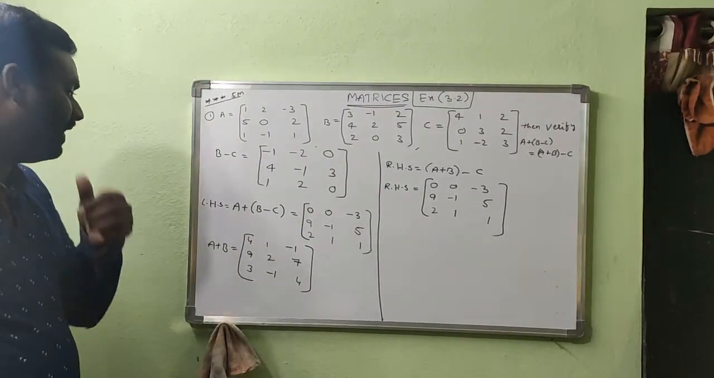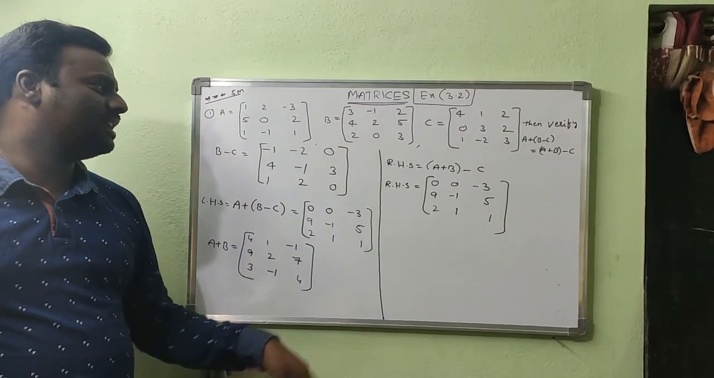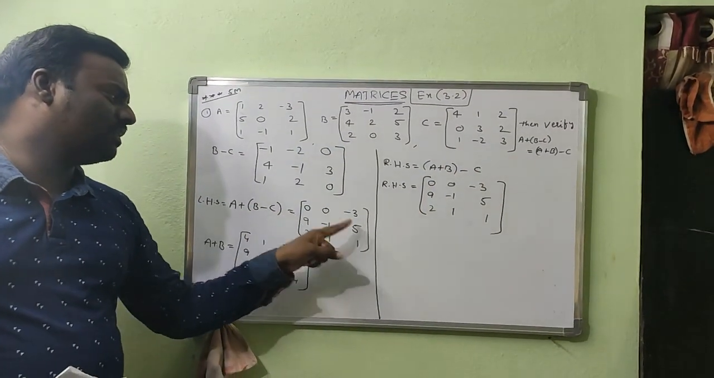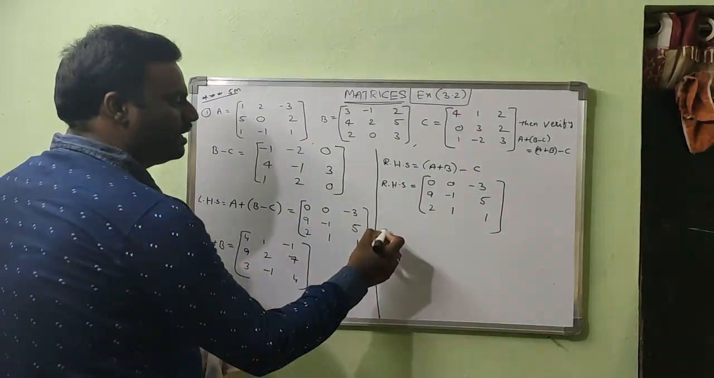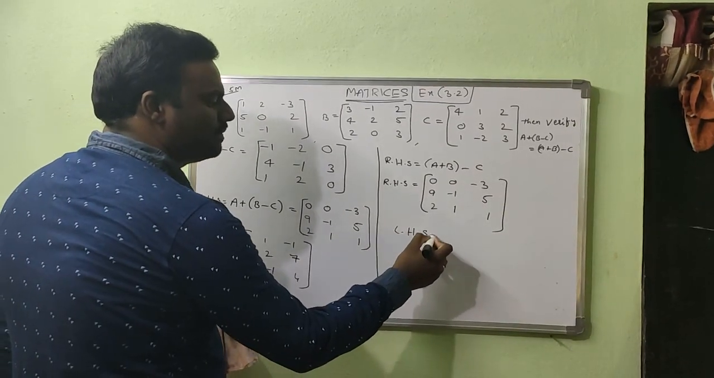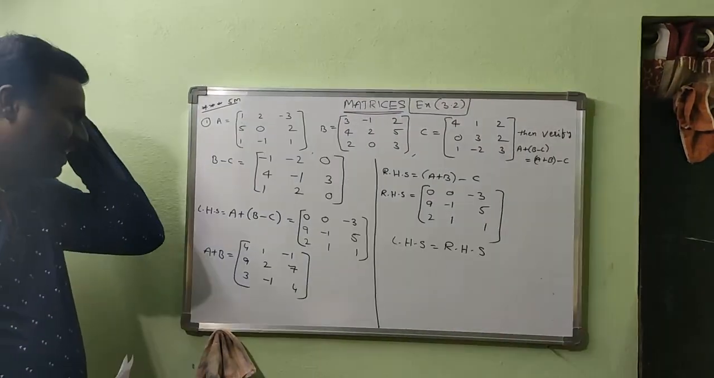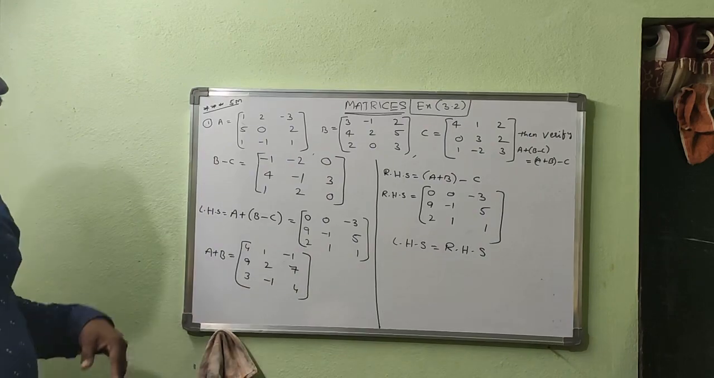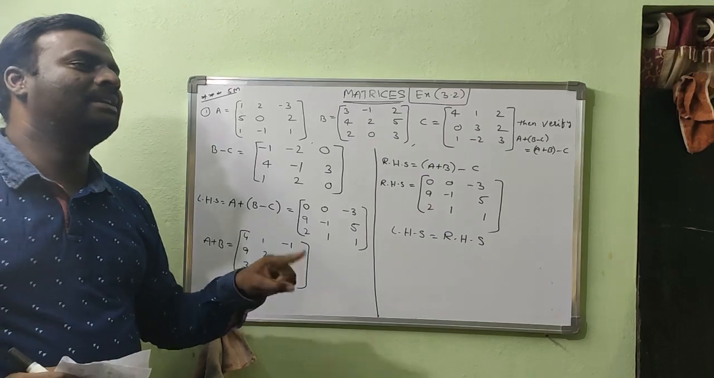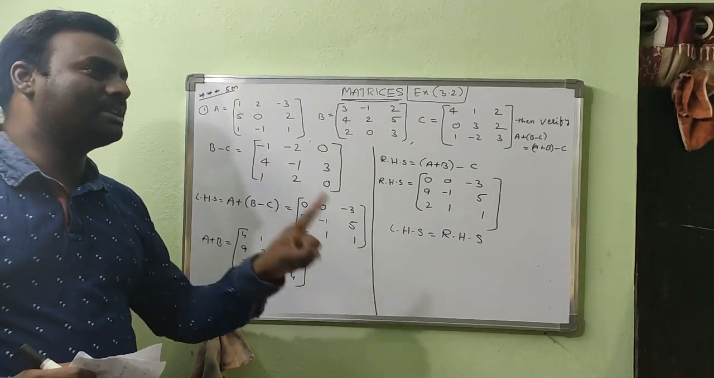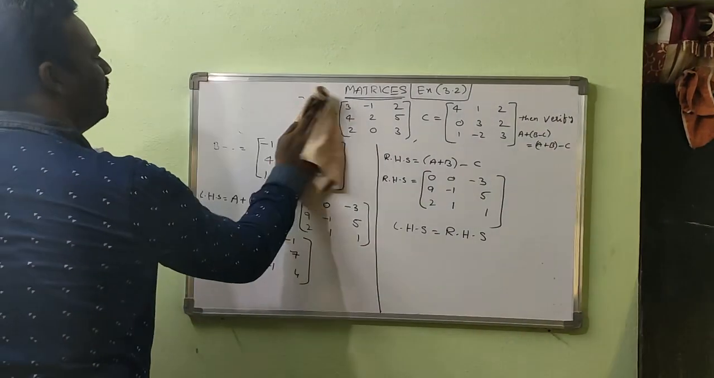Now finally verify this LHS matrix and RHS matrix. What is the LHS matrix? 0 0 minus 3, 9 minus 1 5, 2 1 1. And the RHS matrix is 0 0 minus 3, 9 minus 1 5, 2 1 1. So finally we got LHS is equal to RHS. So this is an important question for 5 marks. Understood? So for addition or subtraction, we follow the procedure: first element plus first element, second element plus second element, third element plus third element. Like that we will proceed. So this question is important for 5 marks.